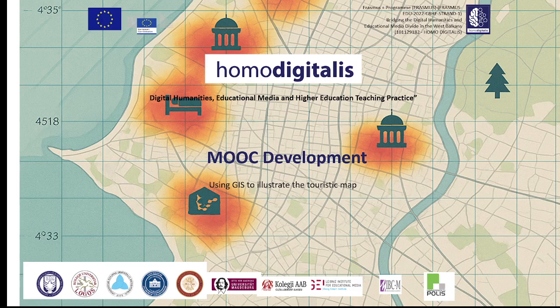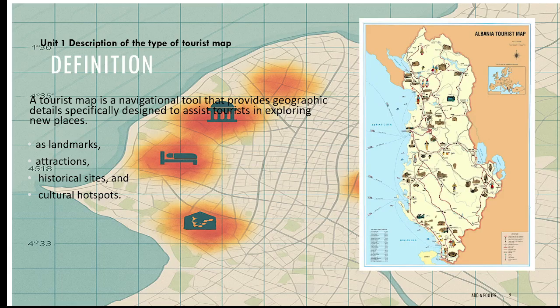On the second module on the geographic information system in tourism, let's continue with the topic using GIS to illustrate the tourist map. Unit 1 is a description of the type of the tourist map.